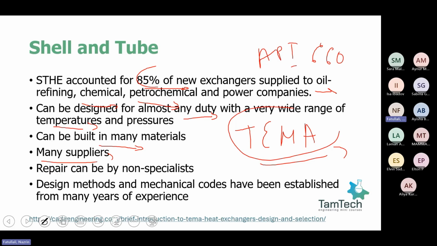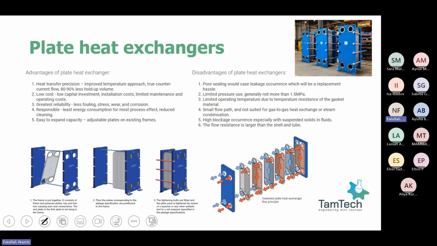Here, TEMA shows a data sheet about the configuration of your heat exchanger. You can write different types of configuration based on design. For example, it shows your front head of the tube, the shell and tube exchanger shell type, the rear head, all of them as one parameter, and at the end you get your designed parameters for your heat exchanger.